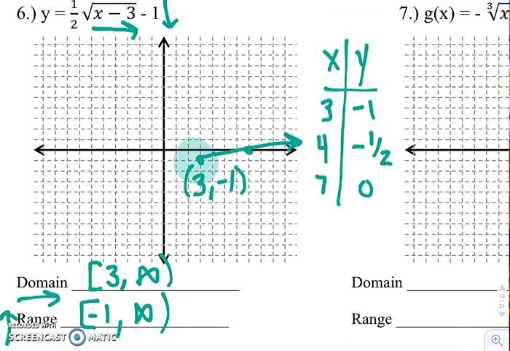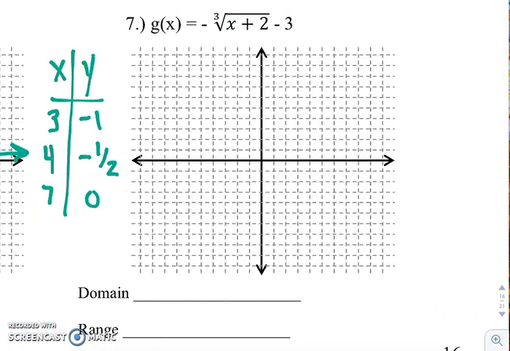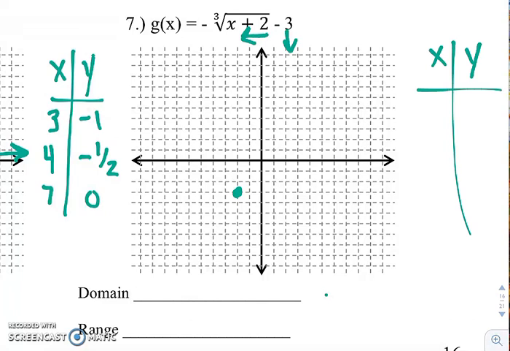So let's look at number 7. Negative cube root of (x + 2) minus 3. So again, I'm just going to plot my first point. From the origin, the first point that we're going to have is going to be 2 units left of the origin and then 3 units down. So (-2, -3), that will be my first point that I can plot without doing any math there. Opposite, same.